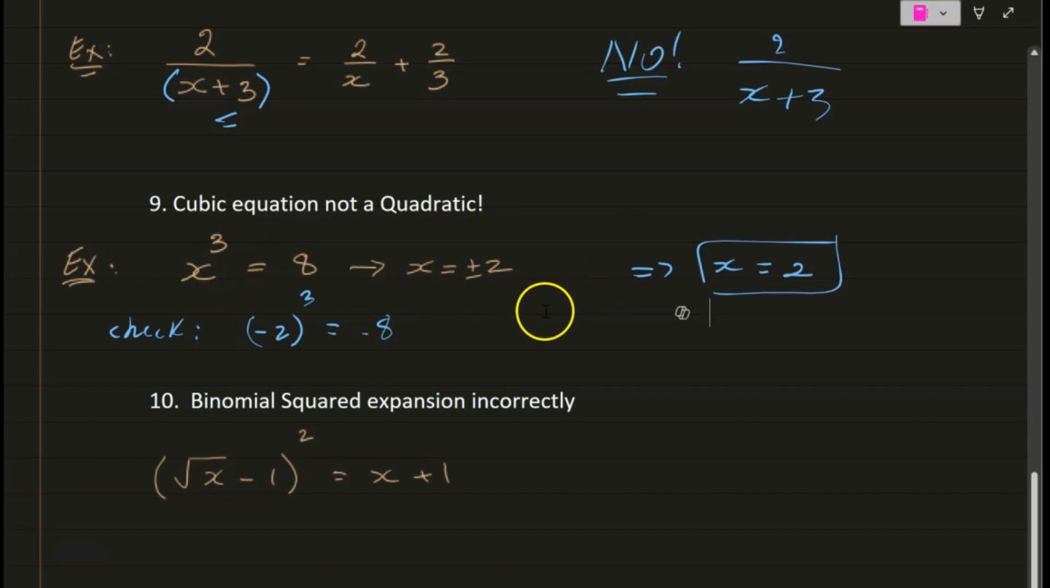This is not a quadratic, all right? And you can double check it and you notice that you get -8, not 8, right? So of course that's not true. All right, that's a common mistake. Make sure you don't do that.